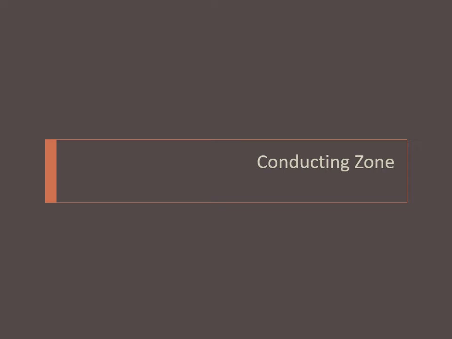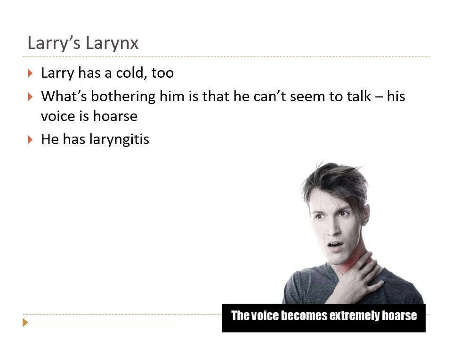Okay, so here we go. Let's start with the larynx. You might be like, aha, we talked about the laryngopharynx. Now we're going to talk about the larynx that's in front of it. So poor Larry has a cold too. Everybody has a cold these days. But what's bothering him about his cold is that he can't seem to talk. His voice is really hoarse. So we call this laryngitis. I think you've noticed we just put itis on the end of something if it's inflammation of that thing. So laryngitis is inflammation of the larynx.